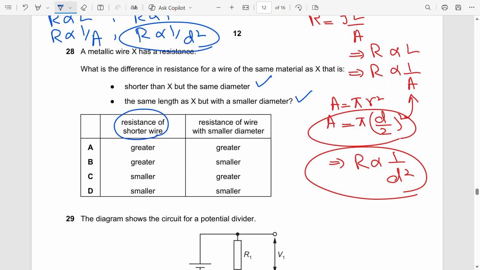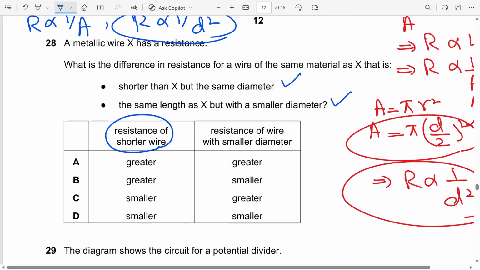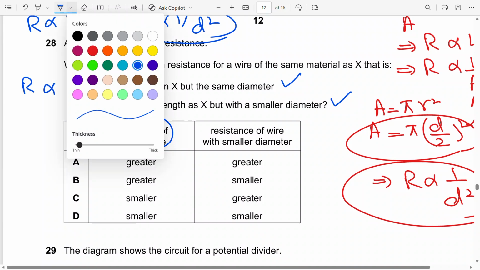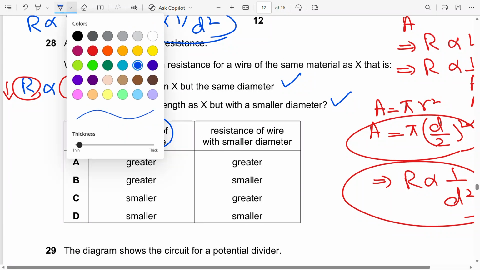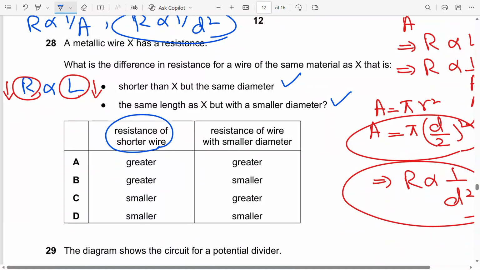So resistance of shorter wire, my son, if the examiner is mentioning that smaller the length is, if your value of length is smaller, then resistance will also be smaller. Is that so? Shorter wire, smaller the resistance. Is that okay? So it's a direct relation. Basically, it's a direct relation. So I'll be choosing either C or D.